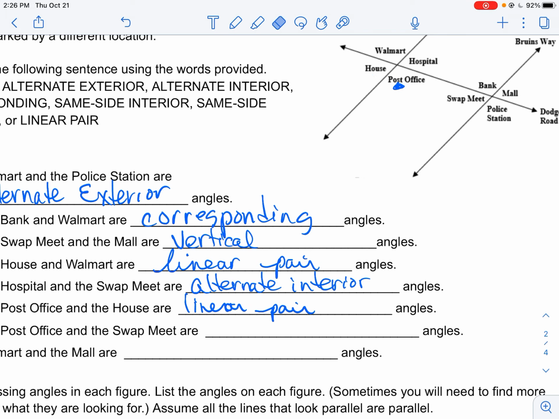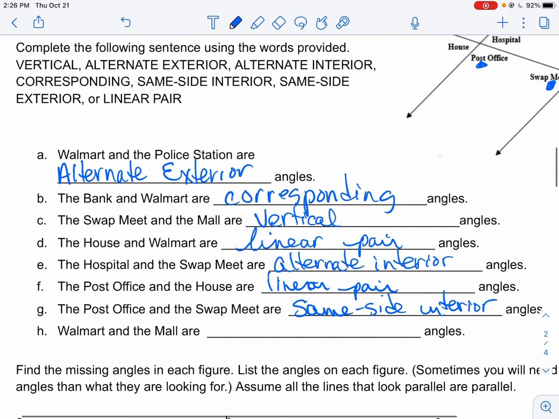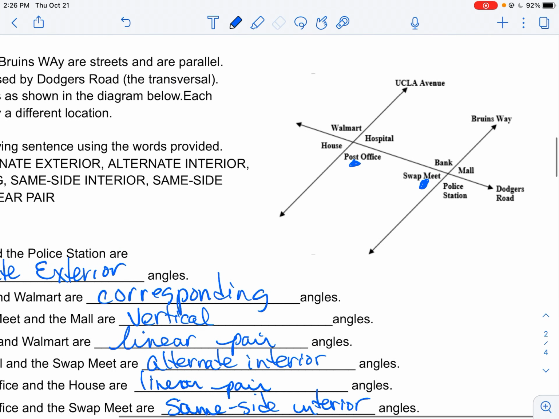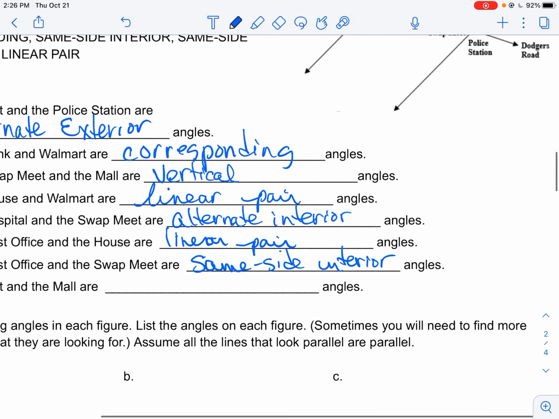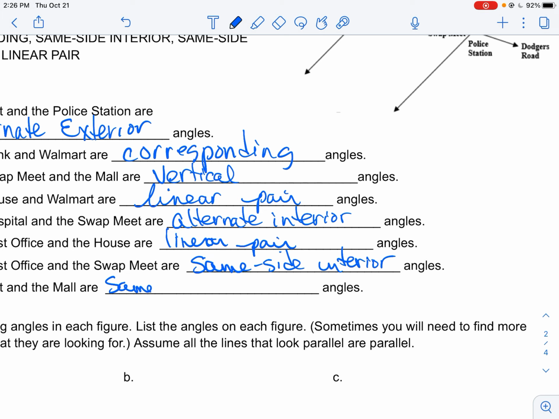Then we have the post office and the swap meet. They're both on the interior, but they're on the same side of the transversal. So these are considered same side interior angles. And last but not least are Walmart and the mall. They're on the same side of the transversal. They're exterior angles, so they are same side exterior angles.